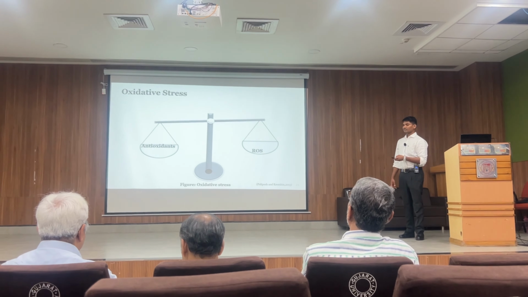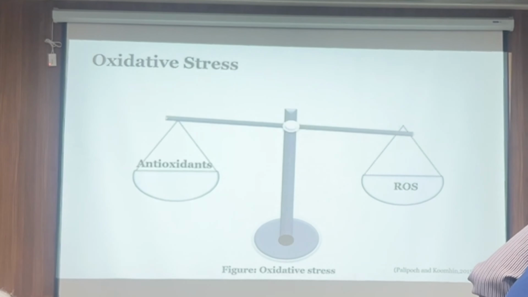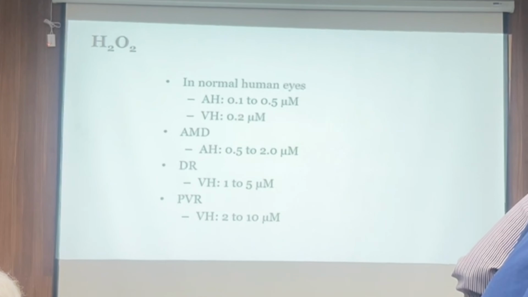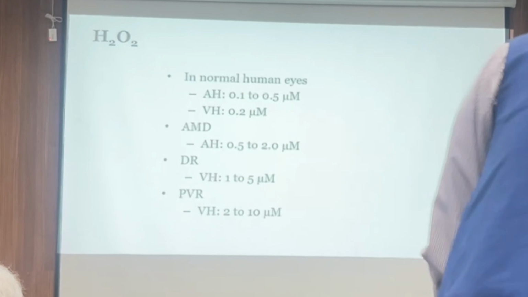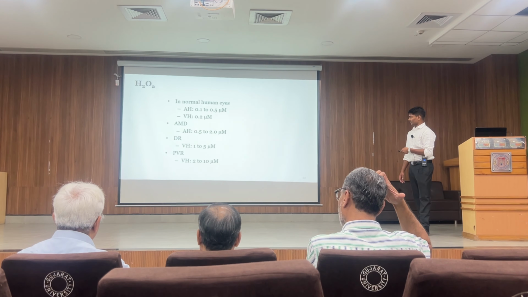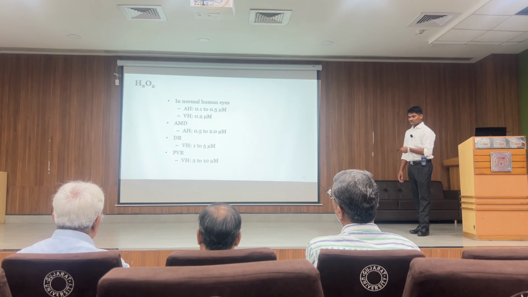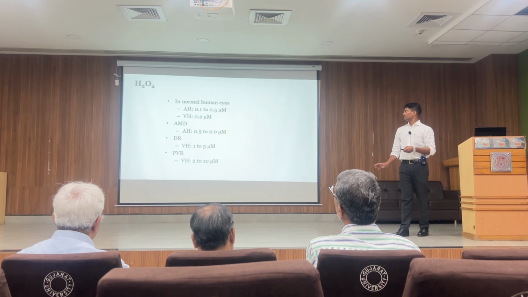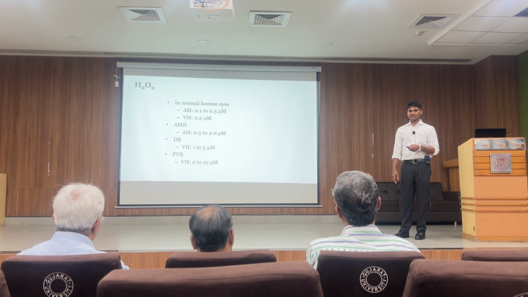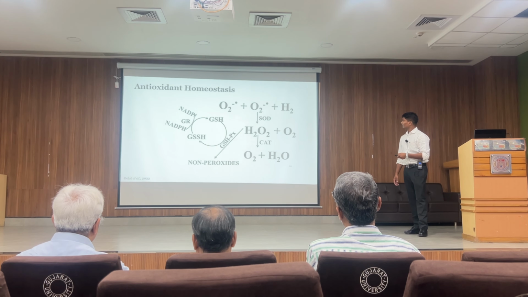From this diagram, we can see that there is an imbalance between the reactive oxygen species and antioxidants, a condition known as oxidative stress. For this particular study, we have utilized hydrogen peroxide as a stress-inducing substance, along with TGF beta 2. We used hydrogen peroxide from Merck and TGF beta 2 from PeproTech.